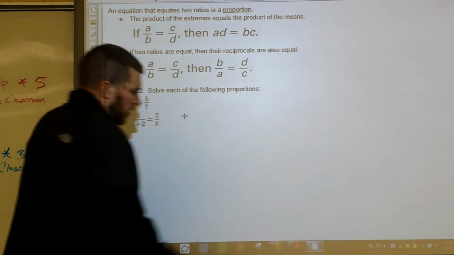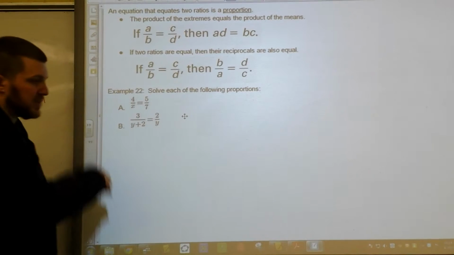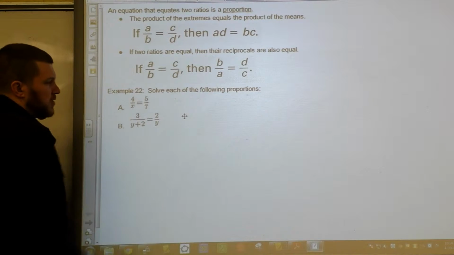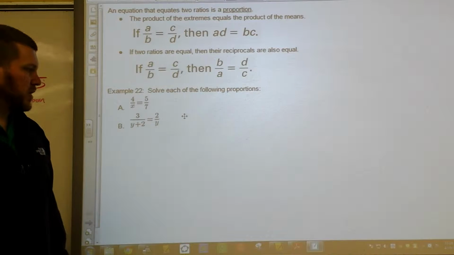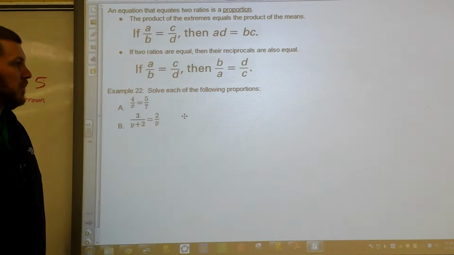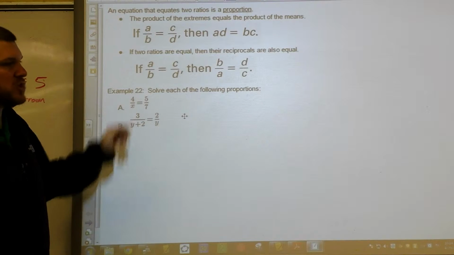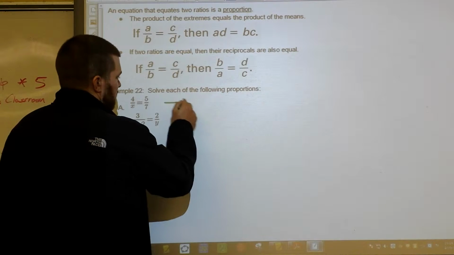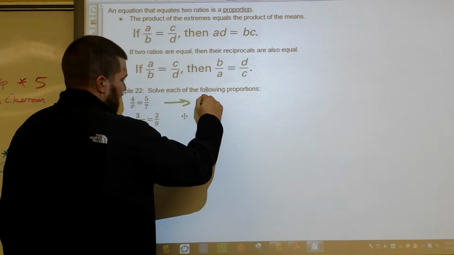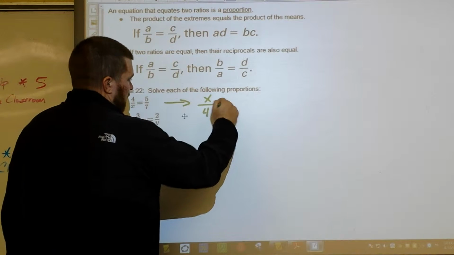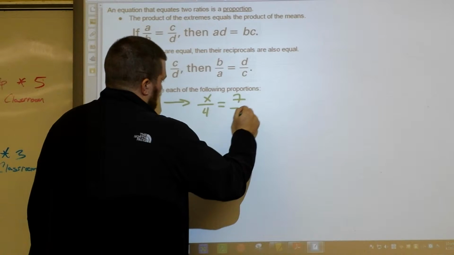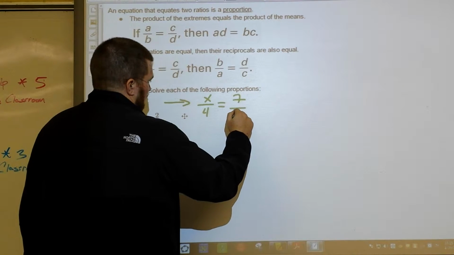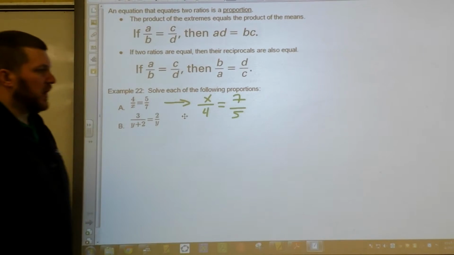For example, in part A, which I'm going to do in green, this is example 22, I have an x on the bottom. You never really want to have a variable on the bottom unless you absolutely can't do anything else with it. So what I'm going to do as my first step is flip each fraction. It's very important that you flip each one, that way you maintain the equality. If you only flip one of them, then this is not equal anymore. So my problem becomes x over 4 equals 7 over 5.